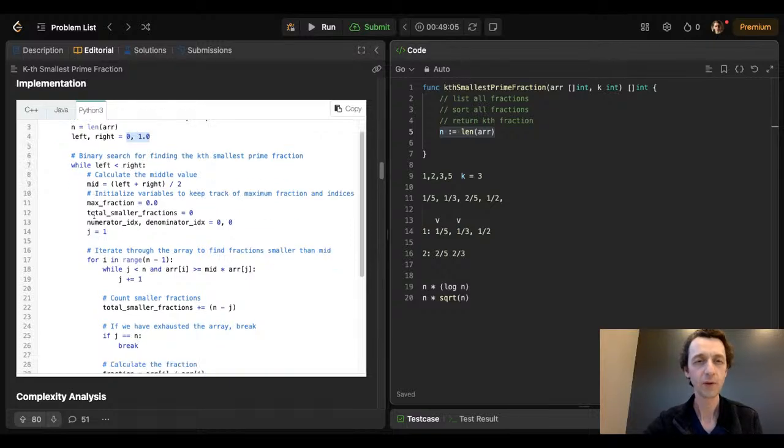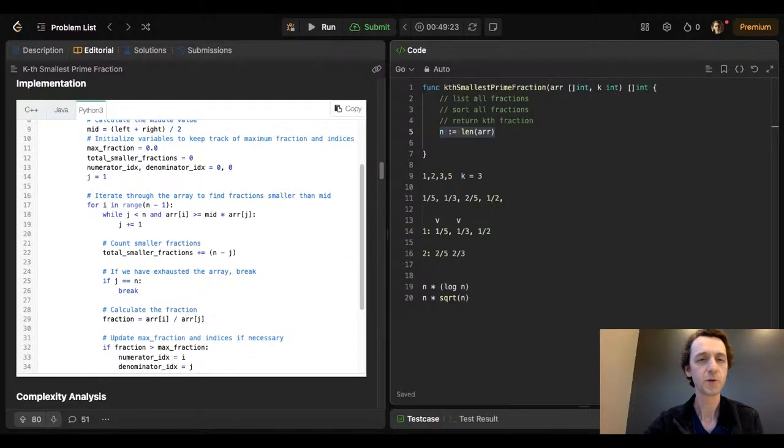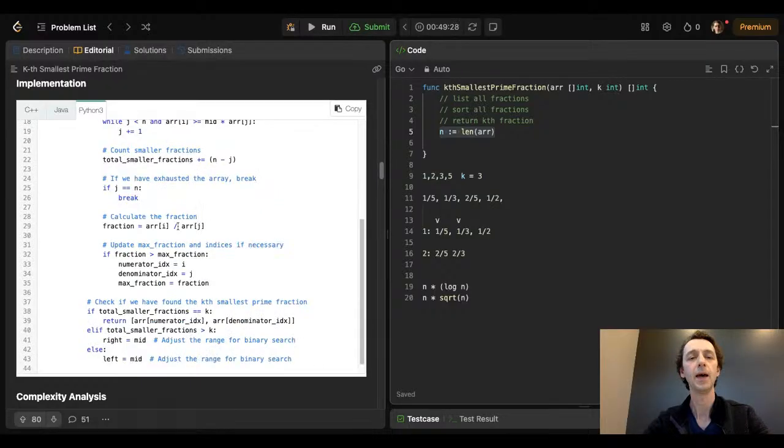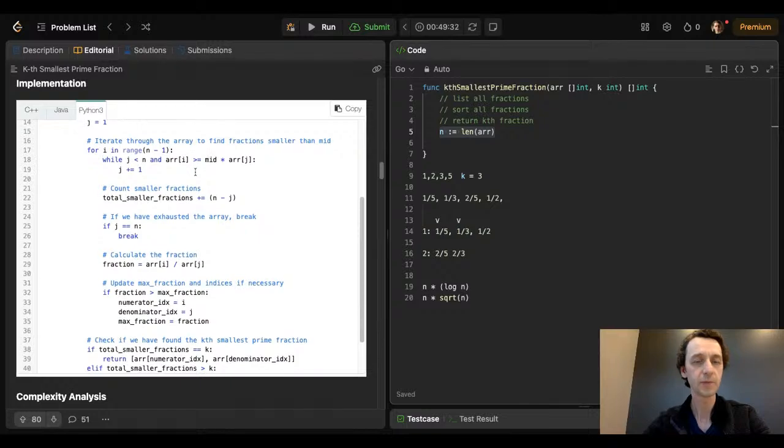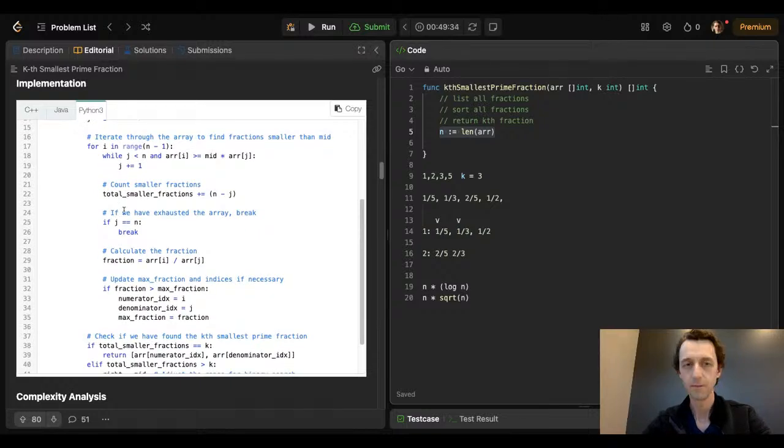Now, what do we do? Variables to keep track of maximum fractions and indices: max fraction, total smaller fractions, numerator, denominator index, j, and everything in between. Everything but the kitchen sink. That tells me this follow-up is not an interview question I would expect.